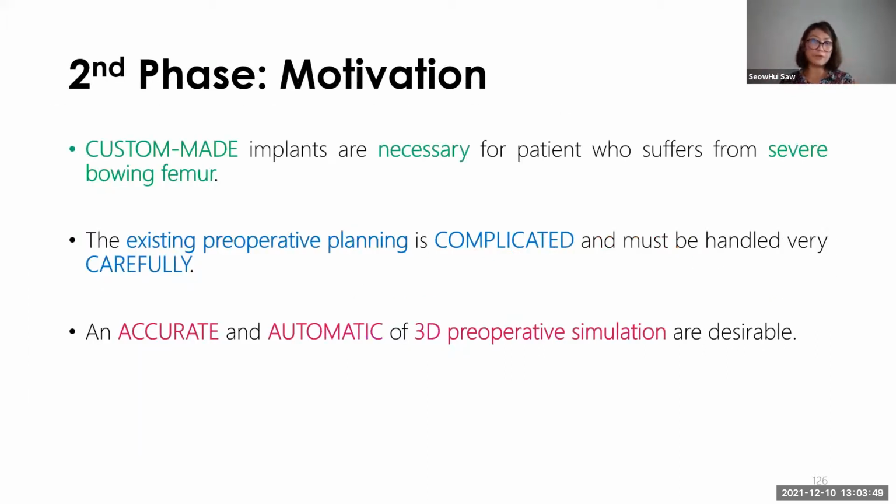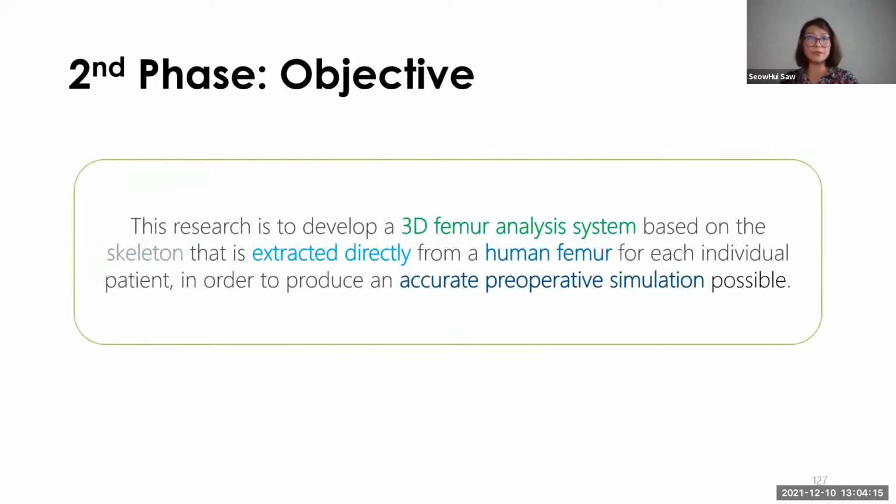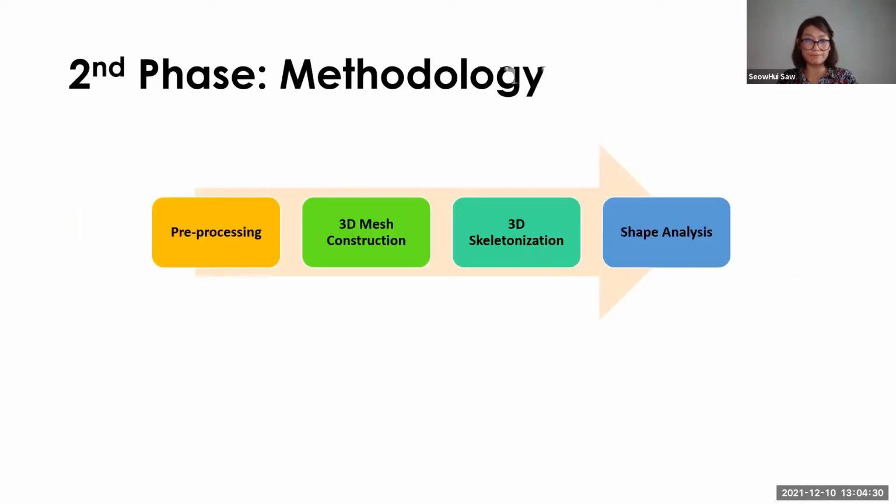So the motivation for this phase is that custom-made implants, all right, are necessary for patients who suffer from severe bowing of the femur. Okay, and the existing preoperative planning is very complicated and must be handled very carefully. And accurate and automatic 3D preoperative simulations are desirable. So the objective is to develop a 3D femur analysis system based on the skeleton that is extracted directly from the human femur of each individual patient, in order to make an accurate preoperative simulation possible.